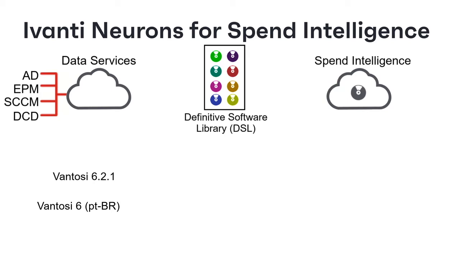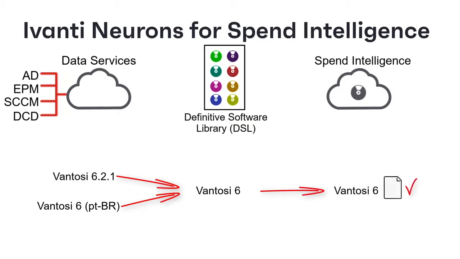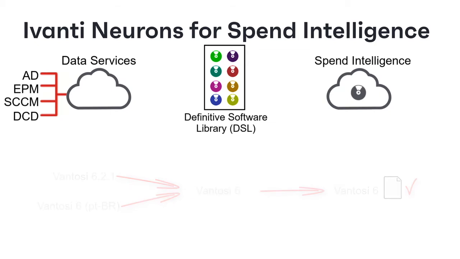Not only does this link all of the different discovered software titles that are actually the same item to the same single definitive title, to give you a better idea of what's actually installed on your estate, it also knows which of these titles require a license. Similarly, when you create a connect to your single sign-on subscription, Ivanti Neurons for Spend Intelligence collects and curates a huge amount of usage data for all of the associated single sign-on applications.